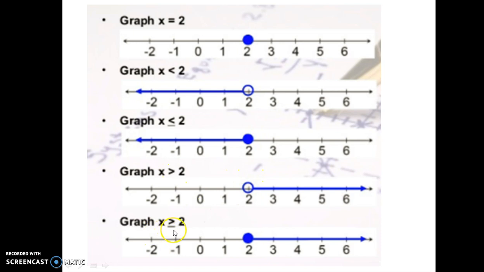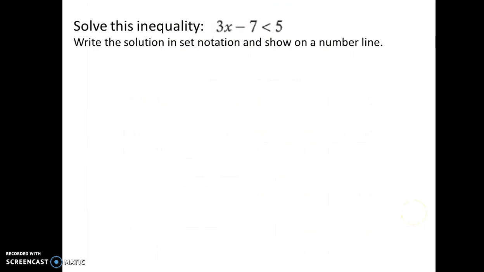And now x is greater than or equal to, there's a little equal sign, to 2. So again, x can be any number greater than 2, any of these numbers. It can also be 2, so we shade that in. So x can be any of these numbers. That should be a review of things you've seen in the past. Now let's take some notes.